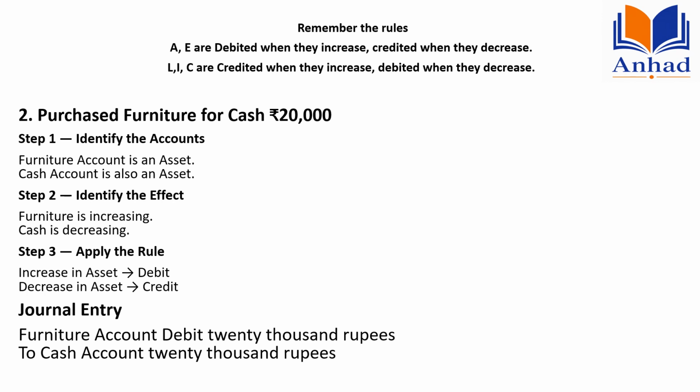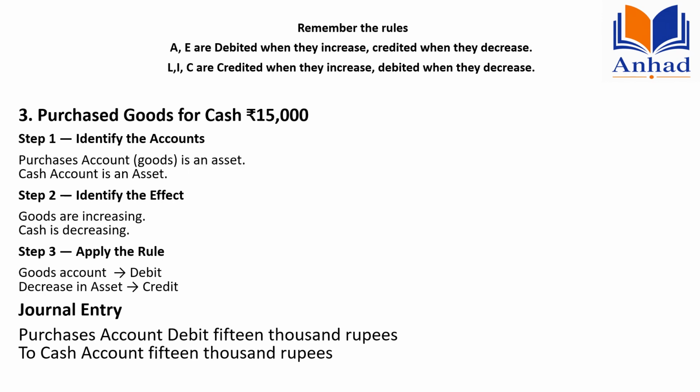Transaction 3. Purchased goods for cash worth 15,000 rupees. Step 1. Identify the accounts. Purchases account is an expense. Cash account is an asset. Step 2. Determine the effect. The expense is increasing. Cash is decreasing.